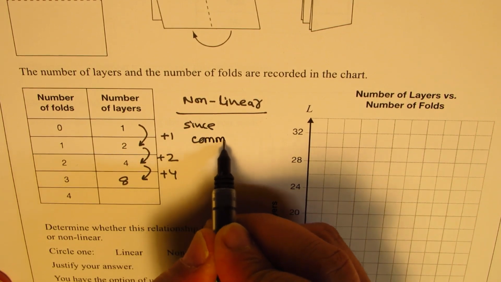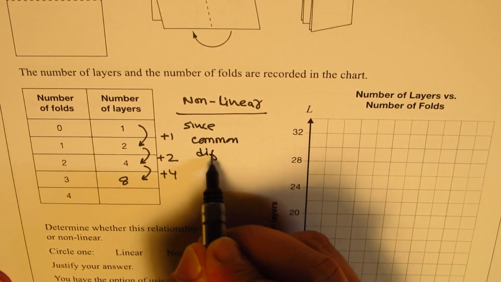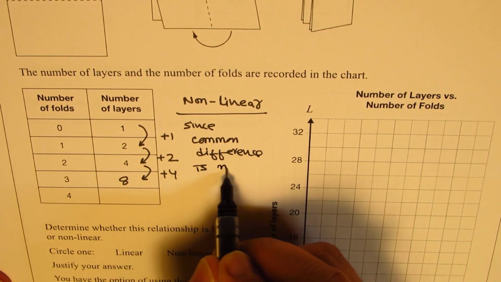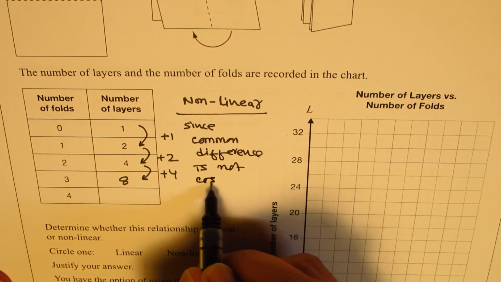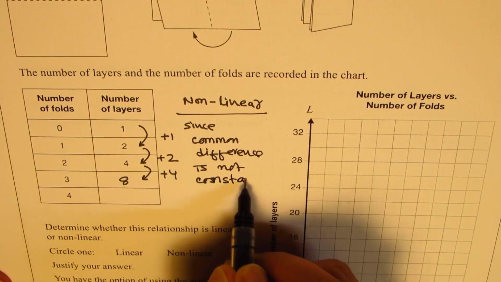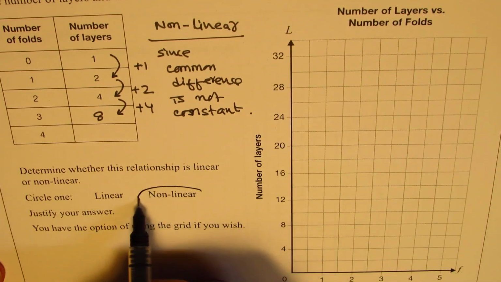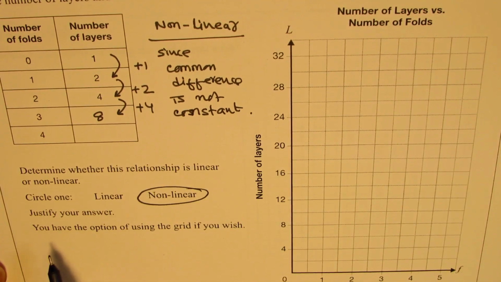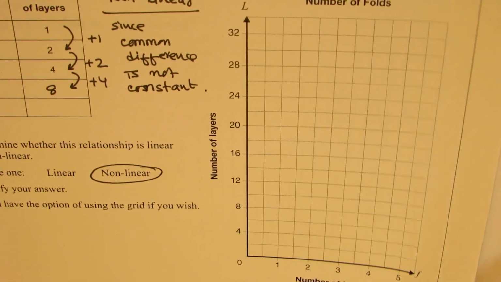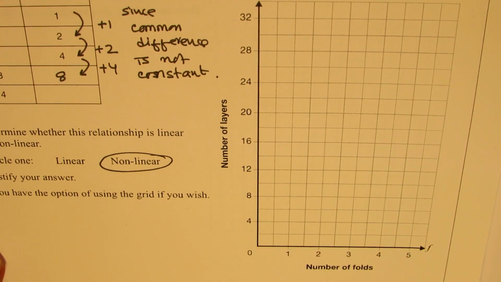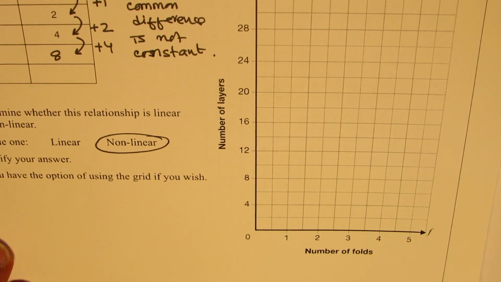Since the common difference is not constant, it is non-linear. Clear? So we will circle non-linear. To justify your answer, you have the option of using the grid if you wish to. You could do that, right? Since it's an open response question, there is no harm in providing different types of solutions, right?